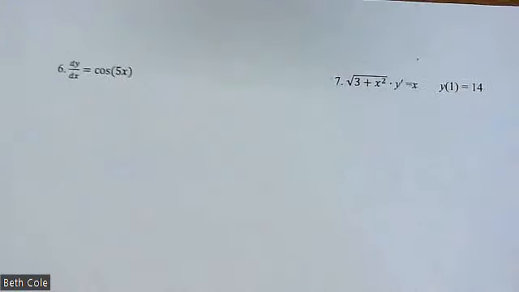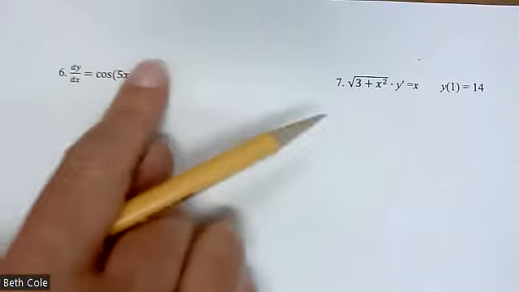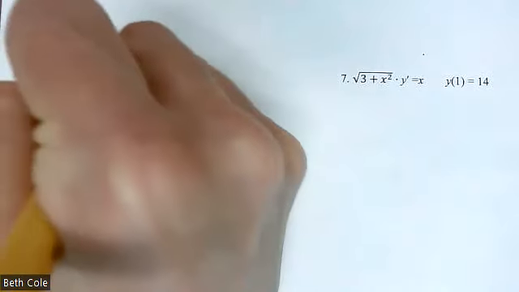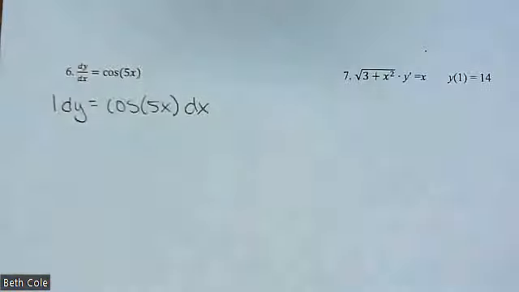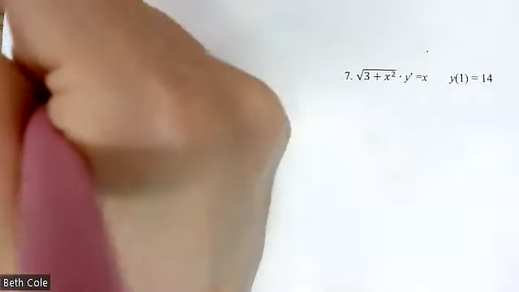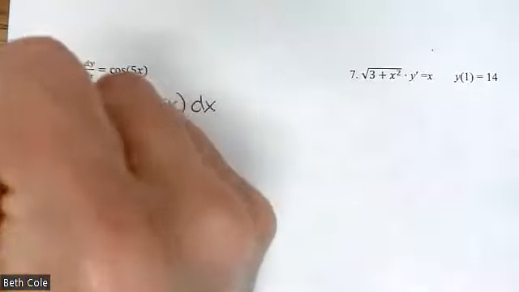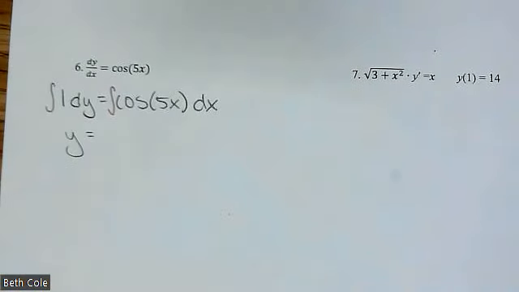Let's do one more and then I'll give you a break. Because this one's not too bad. Do you see how there's also not a y in this one? Yay! Just multiply over the dx and you'll have them separated. And again, if you want to put a 1 in front of the dy, sometimes that helps. So antiderivative, and it'll be y equals, which is fantastic because that's your goal.